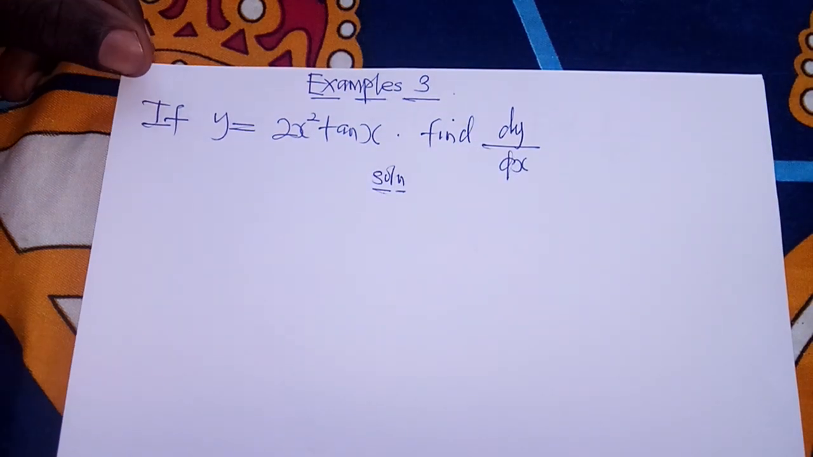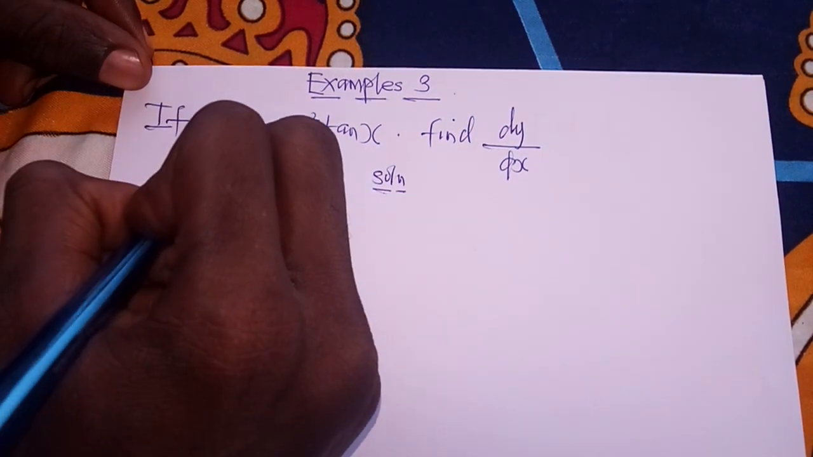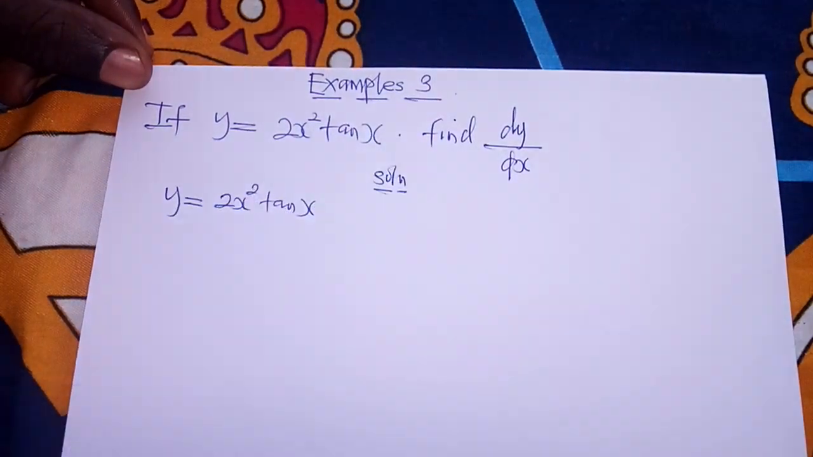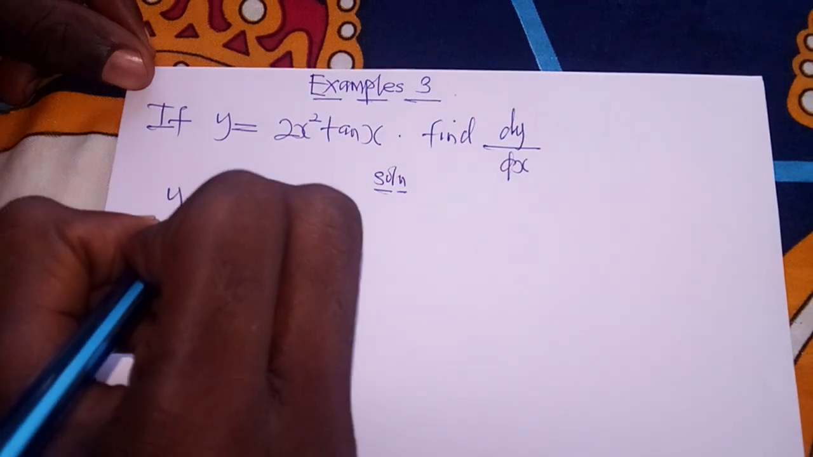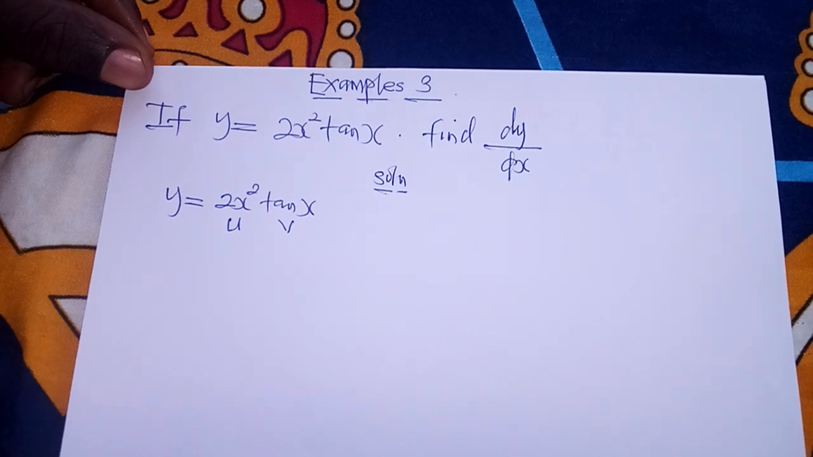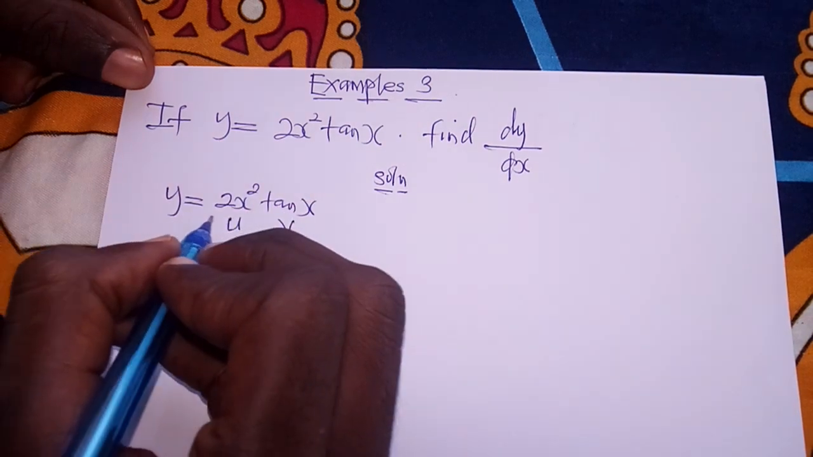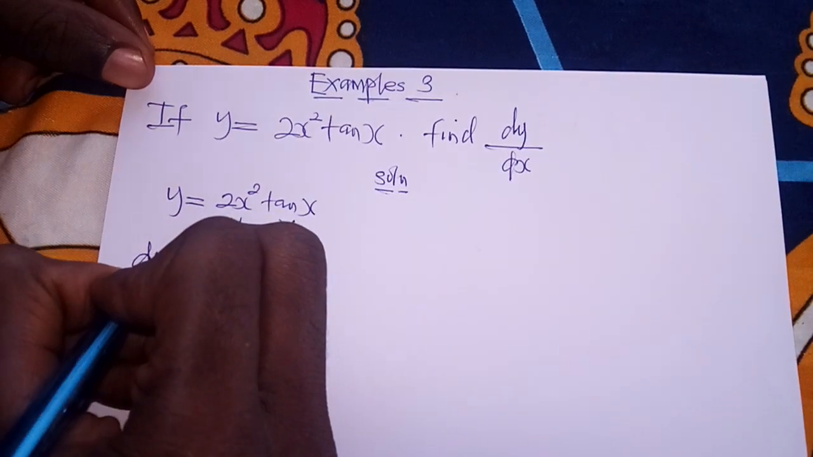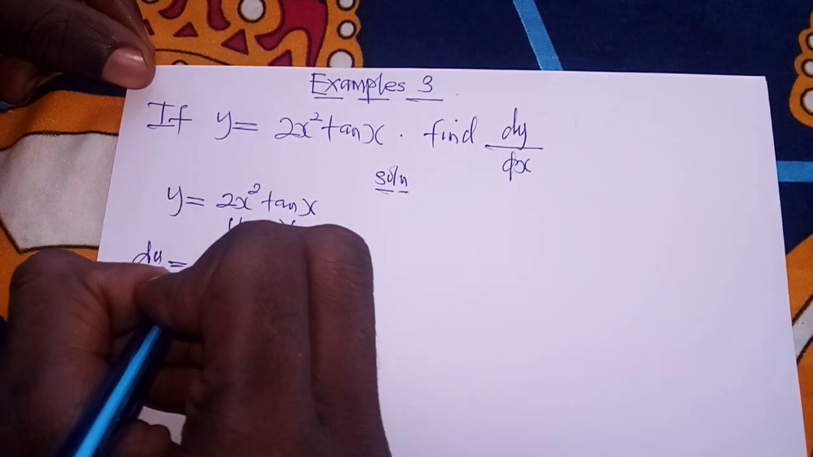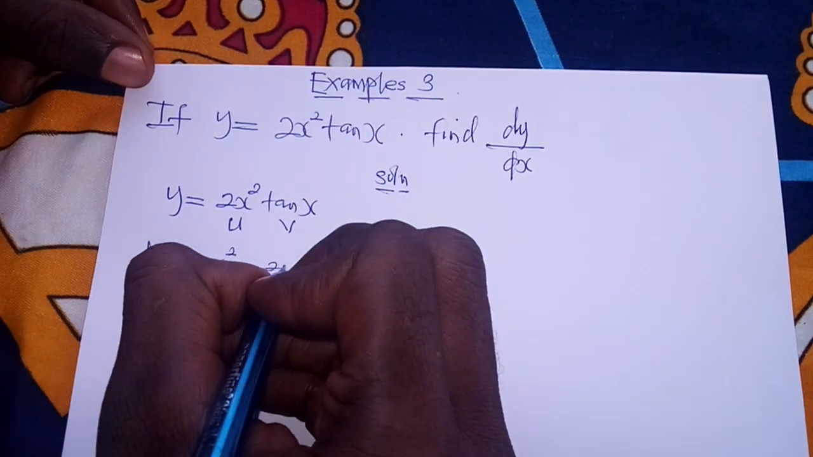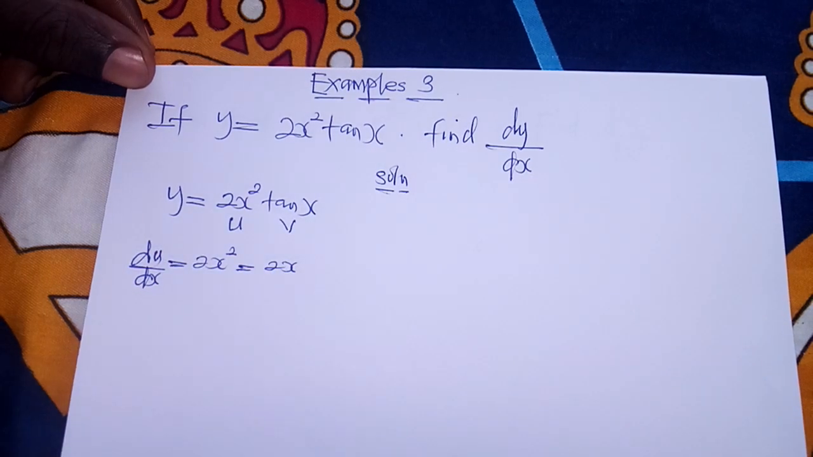Now since we are given y is equal to 2x squared tan x, this is what we are given. And we know this is product rule, so we say this is our u and this is our v. Then let's differentiate u and v. If we differentiate u, we say du upon dx. Differentiating 2x squared, automatically you're going to have 4x.